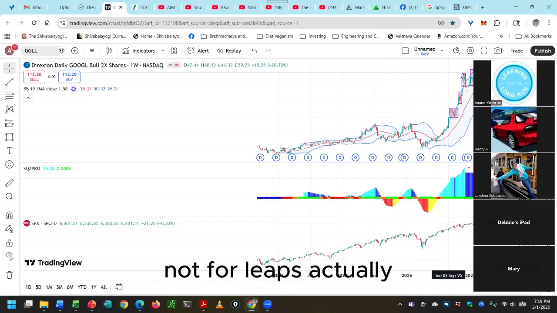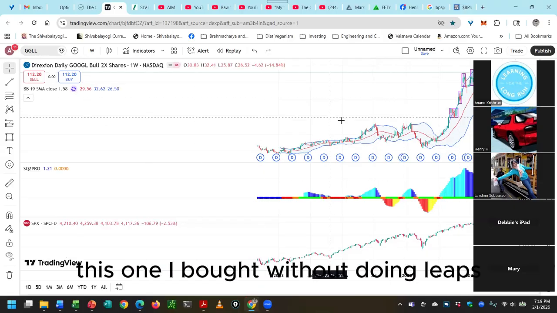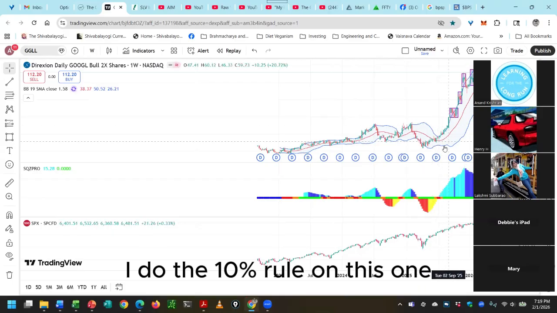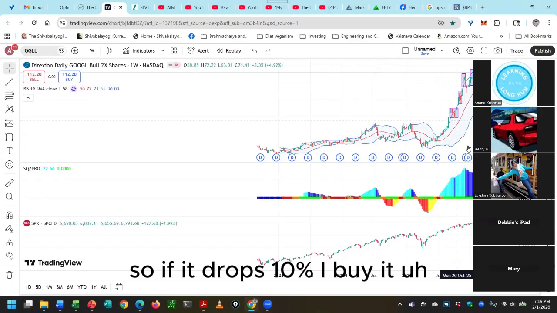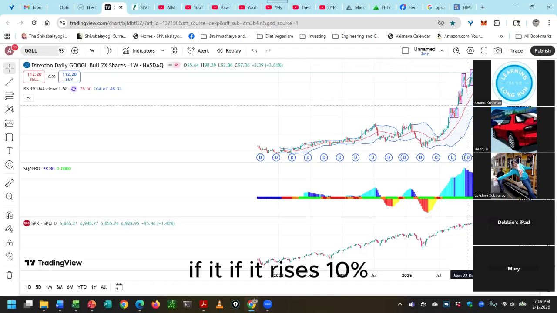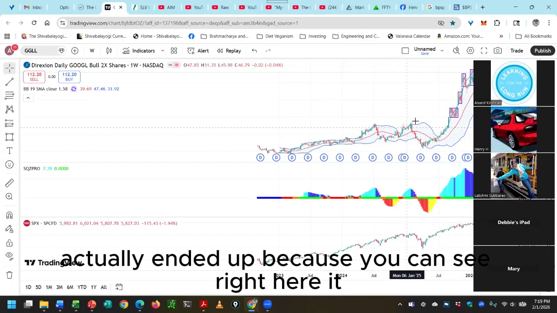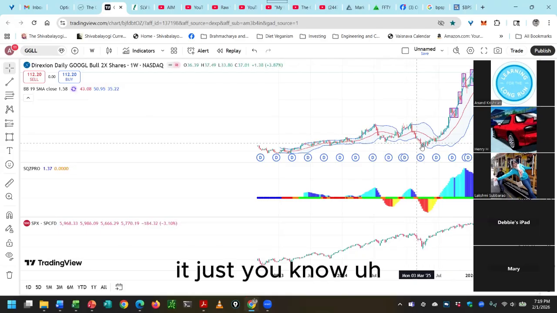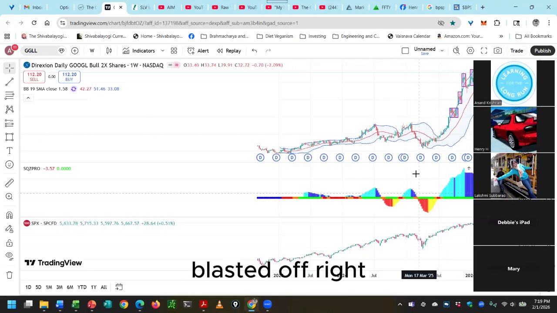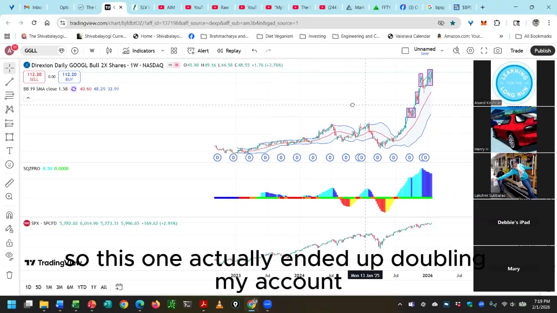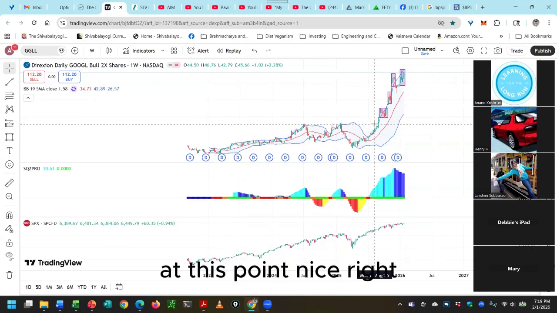No, not for leaps. Actually, this one I bought without doing leaps. I do the 10% rule on this one. So if it drops 10%, I buy it. If it rises 10%, I sell. Now, with this one, you can see right here, it just blasted off, right? So this one actually ended up doubling my account at this point.